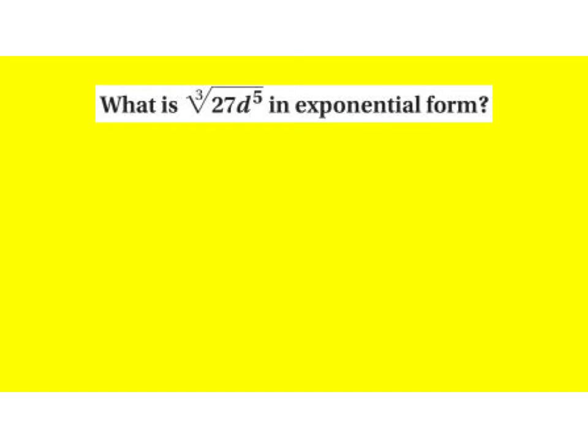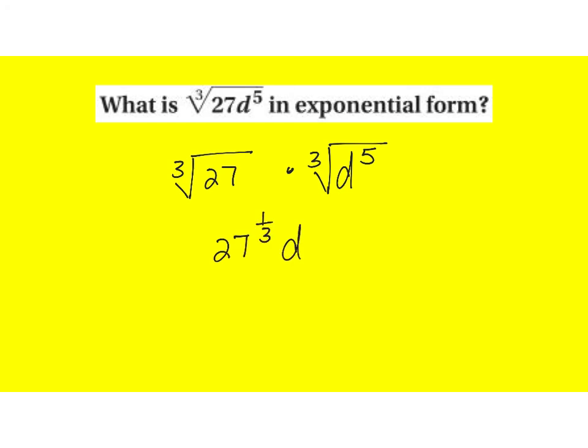Taking it to exponential form yet again. This one's a little bit trickier because we have the 27 and then d to the 5th power. So what I'm going to do is separate those two. So I have the cube root of 27 times the cube root of d to the 5th power. The reason I did that is because 27 is not attached to that exponent of 5. So the 27 would be to the 1/3. The d would be to the 5/3. I keep messing that up, I'm so sorry. These cannot be combined because they're different bases and different exponents.